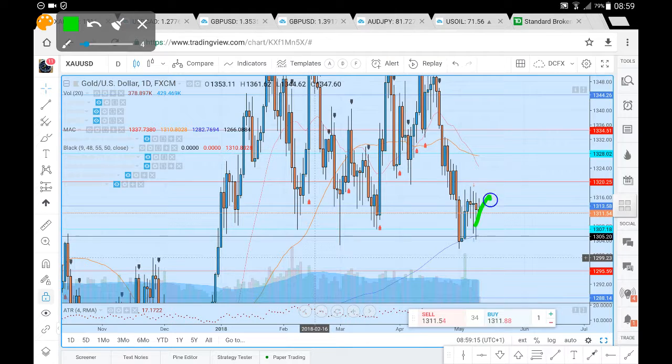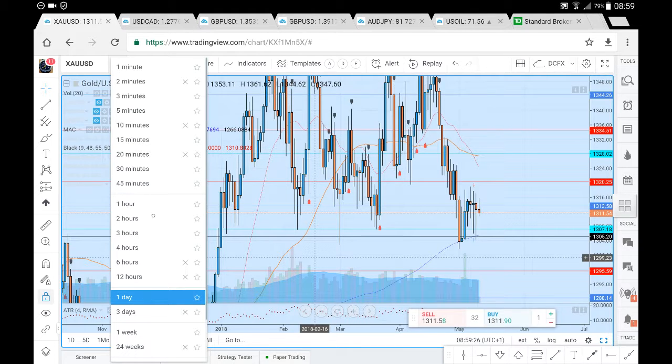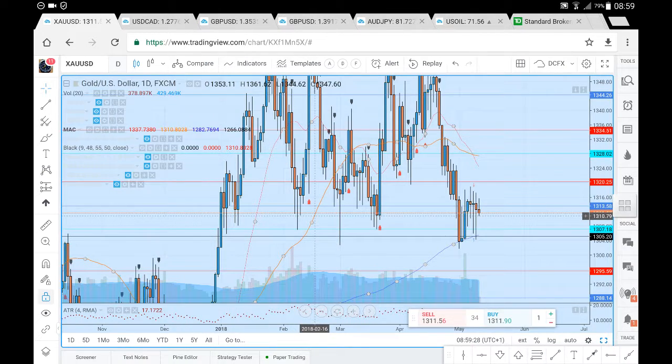So if we do see a breakdown, again we're looking to see if we get a bullish bounce at 1305. But if we break beyond the 200 period moving average, a move down to 1296 would seem likely after that. And with that said, that pretty much wraps up the XAUUSD analysis.